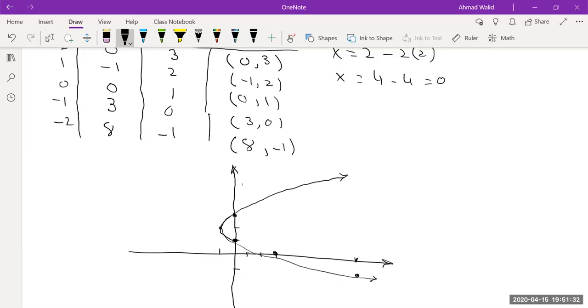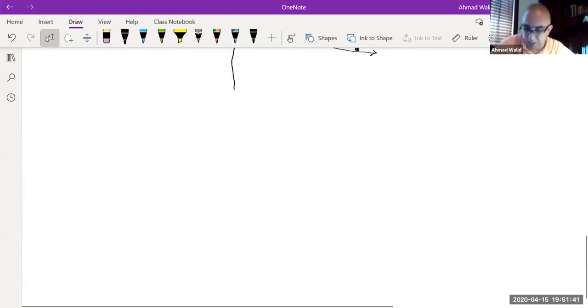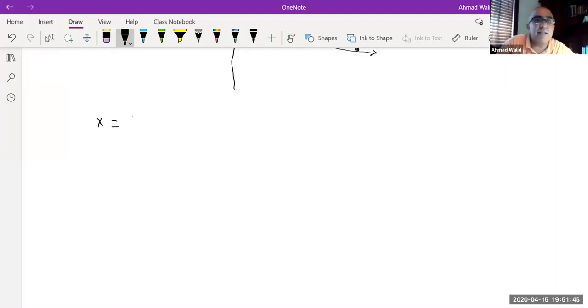Sometimes it's easy to use the third variable to find these points, even the second way. Let me show you. The second way, look at our parametric equations. I have x equals t squared minus 2t, and I have y equals t plus 1. Can I solve this equation, y equal t plus 1 for t? Is it possible to solve it for t? Can I write t equals y minus 1?